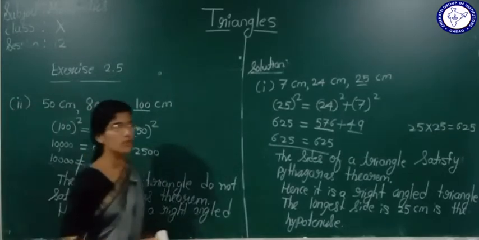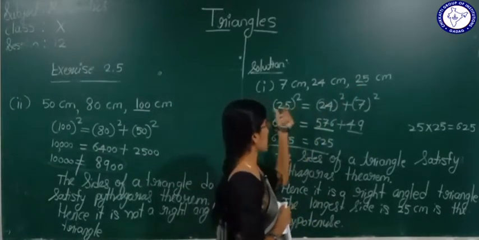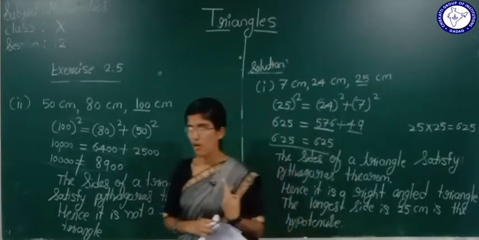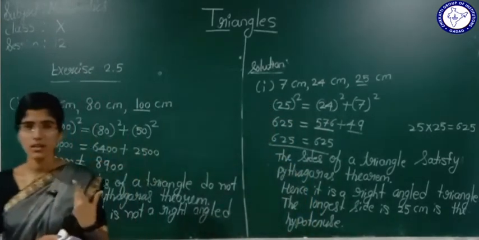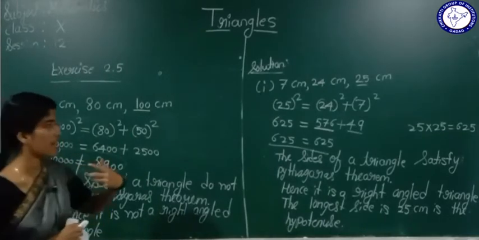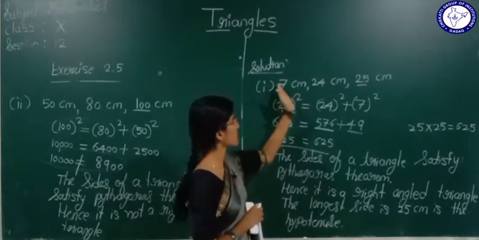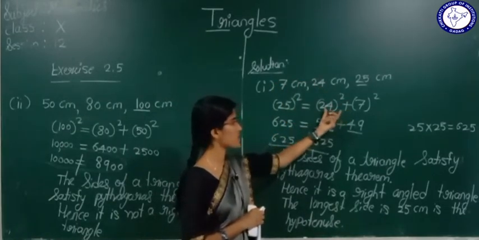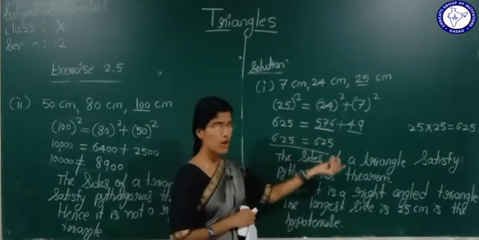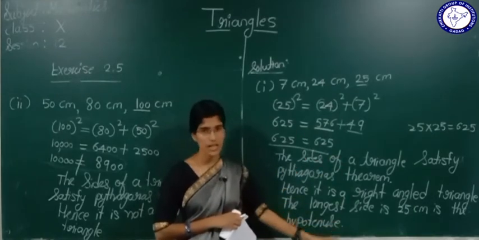Okay, what we have done here, we took the largest side, because we knew that the longest side is going to be the hypotenuse. The hypotenuse will have the largest side, right? We took the hypotenuse square and the sum of the remaining sides' squares. Okay, here the answer came the same. LHS is equal to RHS. This satisfies Pythagoras theorem. Therefore, this is a right angle triangle.